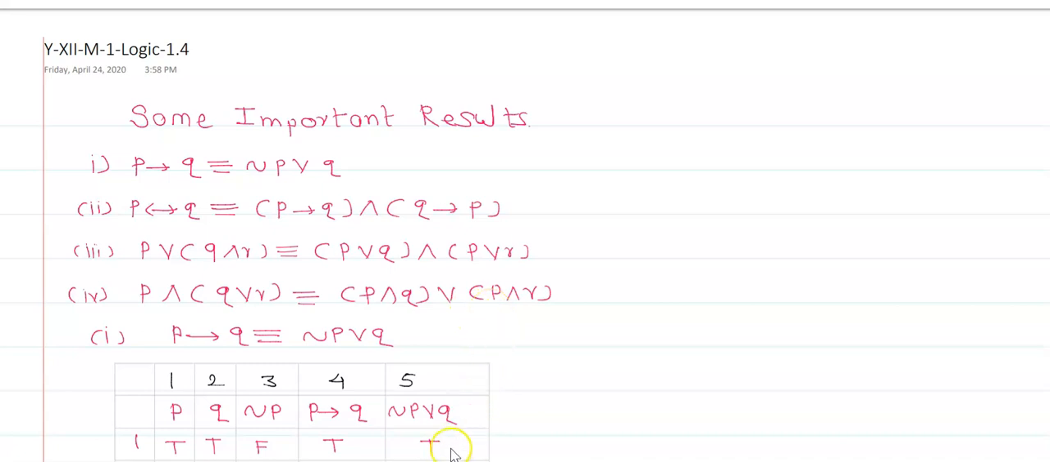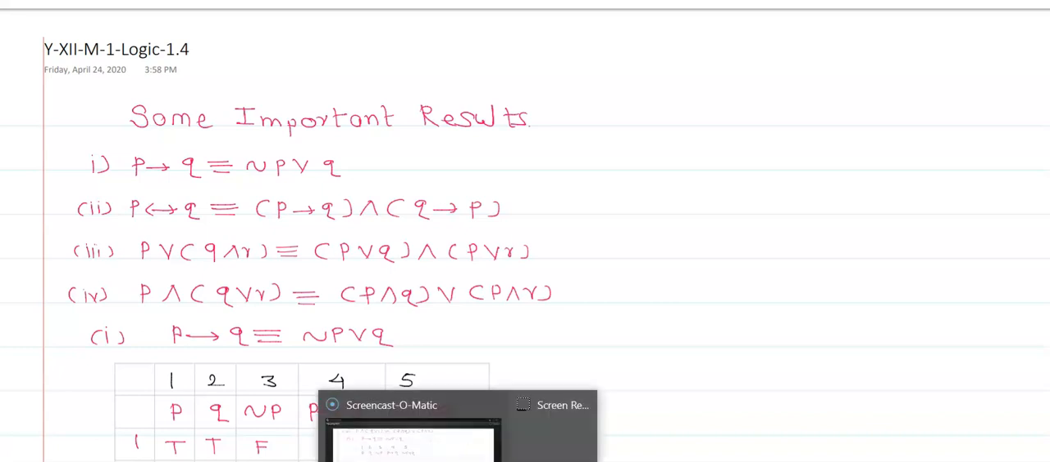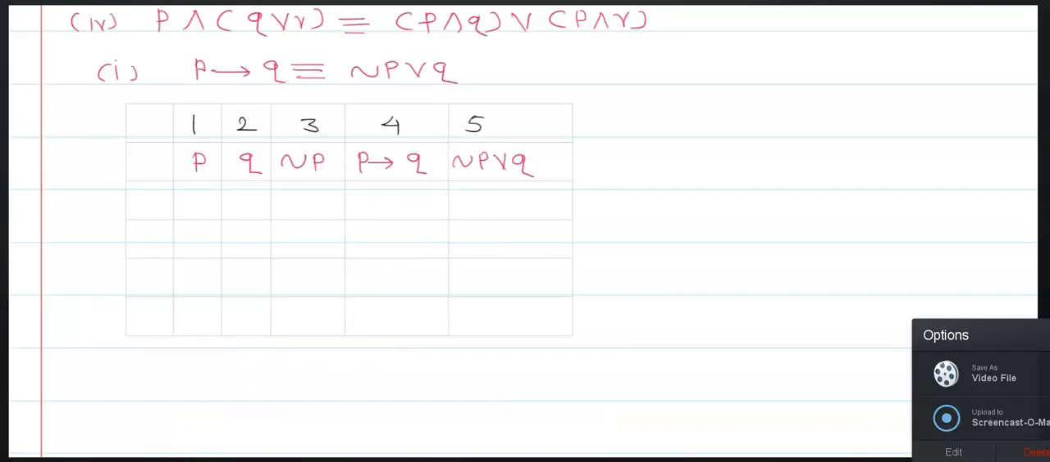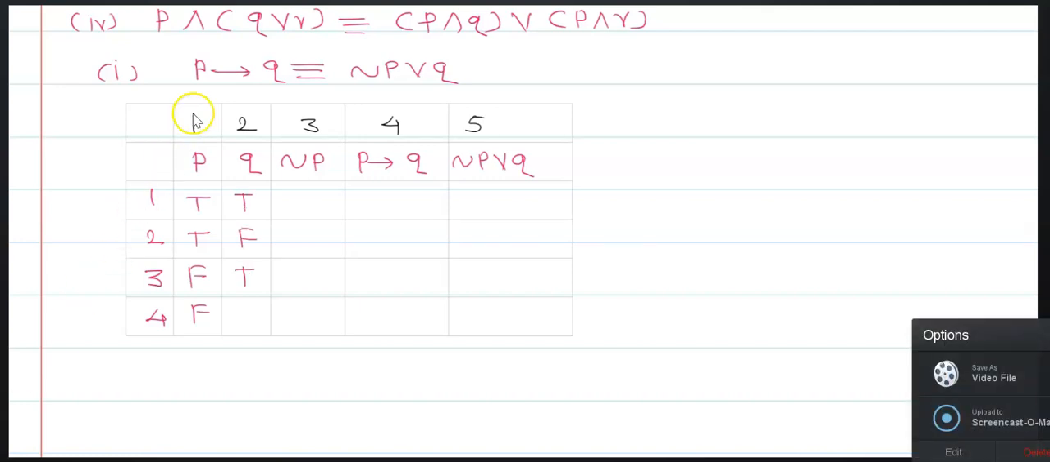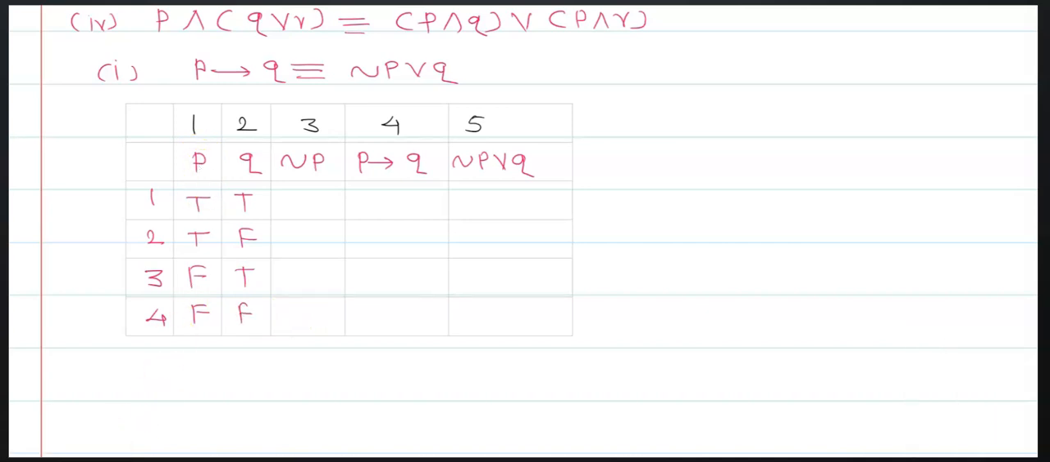Now we'll see this result. Now let us start. Now to prove the first result, that is P implies Q is equivalent to negation of P or Q, we'll first write the P, Q, negation of P, then P implies Q, then the negation of P or Q. Now first P is double T double F and Q is TF TF.